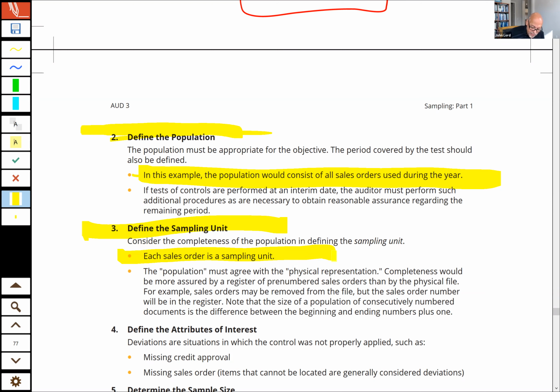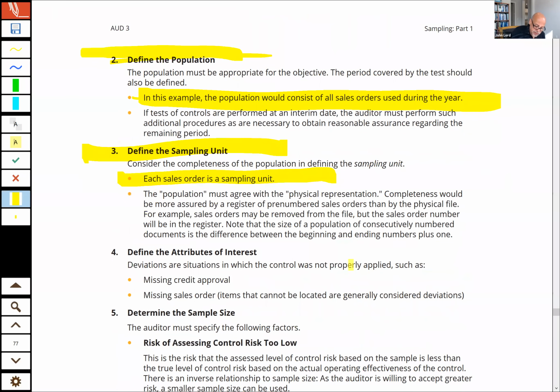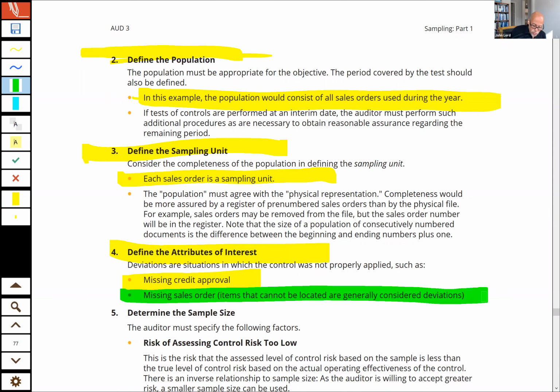Okay, and notice they tell us here that we are looking for the missing credit approval. And they tell us that if the sales order is missing, then we consider that a deviation, right? It's not like, hey, we can't find sales order 103. Oh, really? Gee, I don't know where that went. Gee, that came up in your sample. Hey, Bob, was that one having the credit approval? Yeah, it was. No. Doesn't work that way. If we can't look at it to see that it has the credit approval because it's missing, we consider that a deviation from the control.